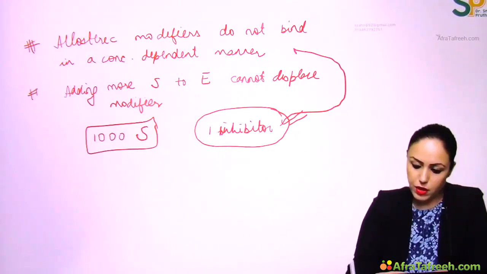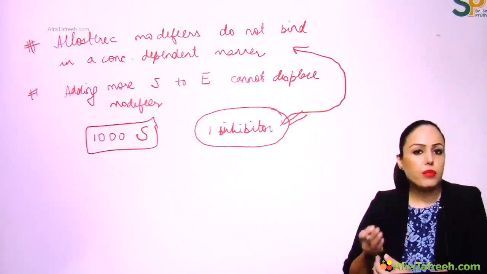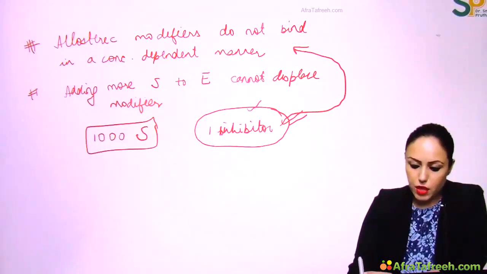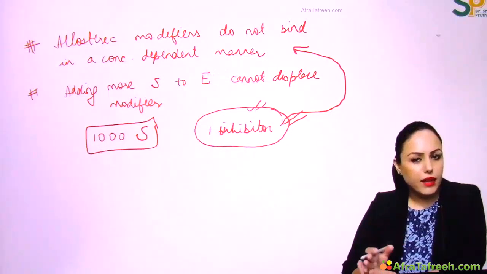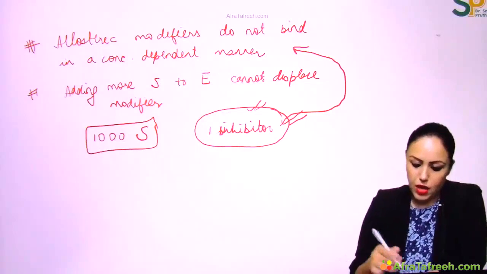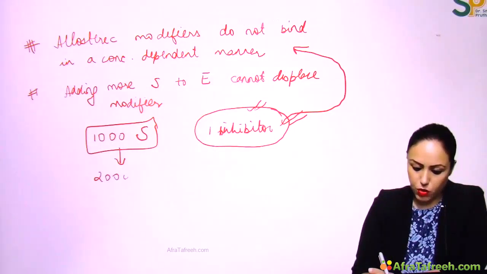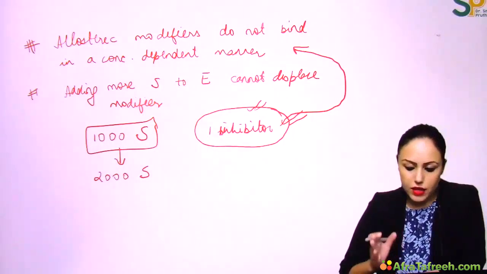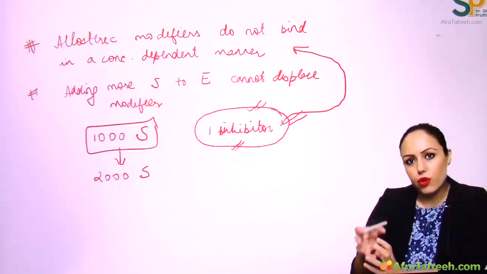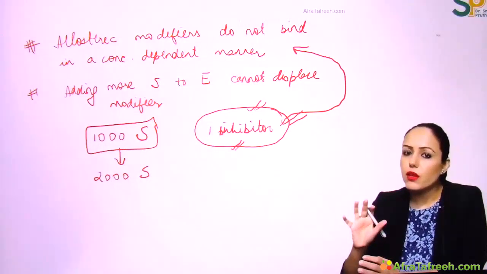So this modifier, that is inhibitor, does not bind in a concentration dependent manner, meaning even if it has less concentration, still it will bind, right? Because this inhibitor or activator does not bind at the active site. They instead bind at a different site, that is the regulatory site. Okay. And adding more substrate to enzyme. Let's say earlier 1000 molecules of substrate are present. Now I'm making it 2000 substrate molecules. Can it displace the modifier? No, it cannot displace the modifier. The inhibitor, which is already bound, has changed the conformation of the active site so that the substrate cannot bind here.